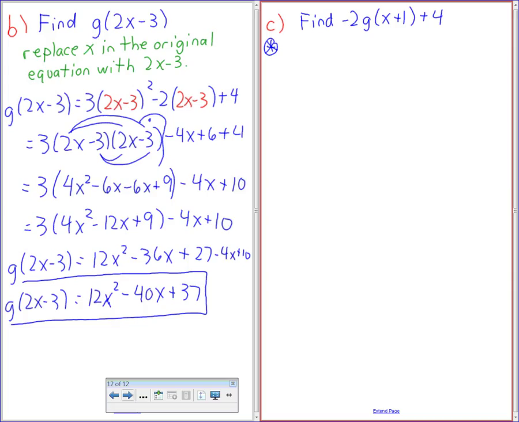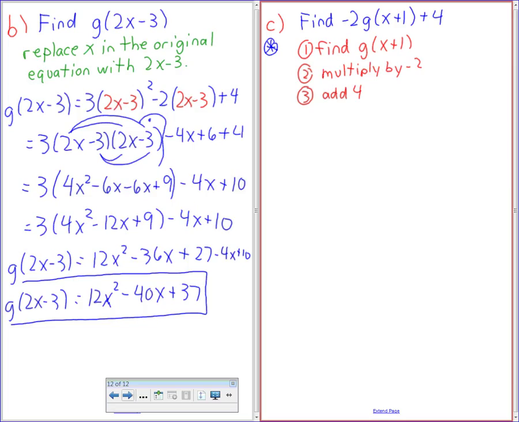So what I would do is, number 1, I would find g of x plus 1. Then number 2, I'm going to multiply by negative 2. And number 3, I'm going to add 4. So you're going to find what g of x plus 1 is. Once you have that, you multiply it by negative 2, and then add 4, and that'll be it. Does that make sense for a plan of attack?